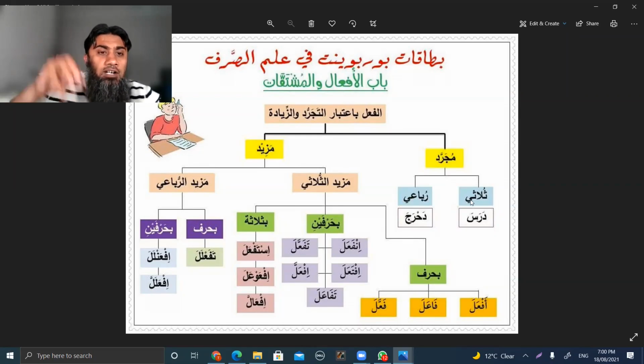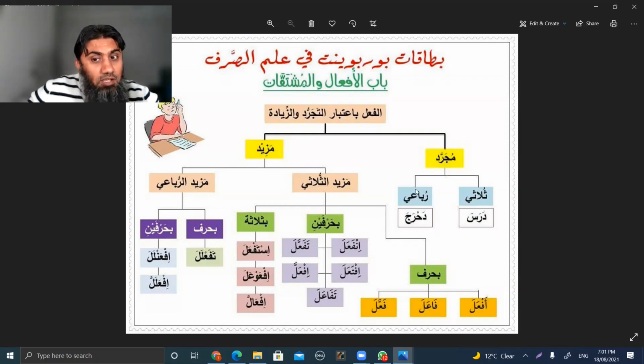Sulasi. Sulasi means the one which is based on three original letters. And Rubai. Rubai means the one which is based on four original letters. So you can say Sulasi Mujarrad and Rubai Mujarrad. An example of Sulasi is Darasa. You can see Darasa: Dal, Ra, and Sin. Three letters. Look at the example of this one: Dahraja. The original letters are more than three. How many? Four. So this is what it means: those verbs which have absolute letters, either absolutely three letters or absolutely four letters, no more and no less. Clear?